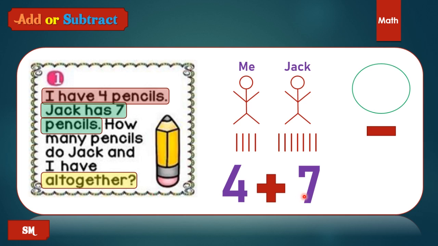4 plus 7 equal, I think it's easy. Start with the biggest number, put the smaller number in your fingers, and count after the bigger number. After 7, 8, 9, 10, 11. So the answer will be 11. Excellent. Did you get it now? I think it's easy. You have to imagine the story.